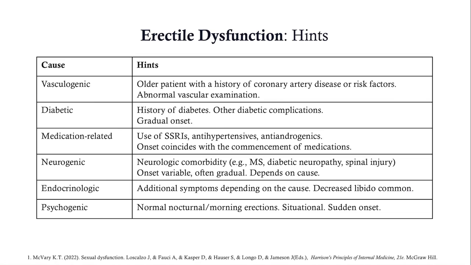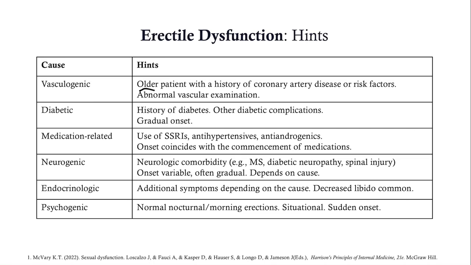So here are some hints. Erectile dysfunction could easily come up as a CCS question, so I would expect to see that there. You need to know how to work these patients up. So some hints for vasculogenic: look for an older patient with a history of CAD, maybe a stable angina, maybe a limb claudication. Look for an abnormal vascular examination like bruits. Diabetic, pretty obvious history of diabetes. This tends to have a gradual onset, as does vasculogenic.